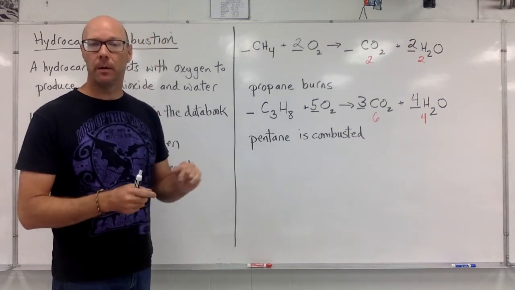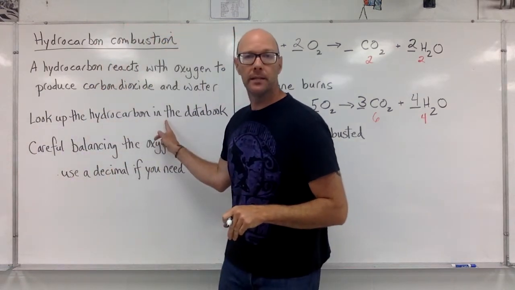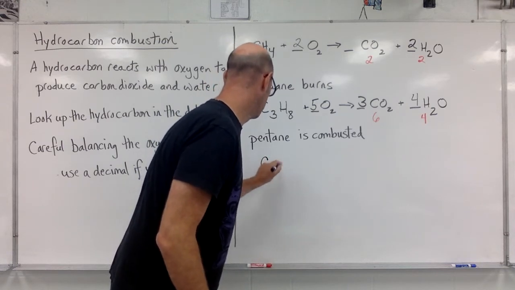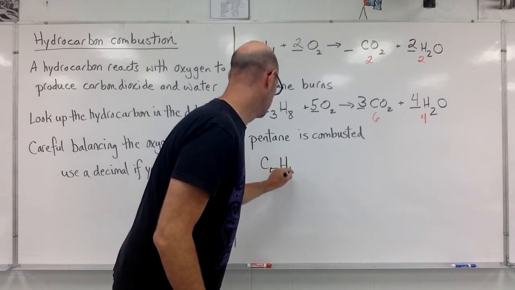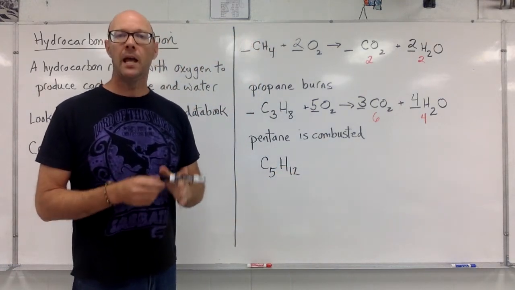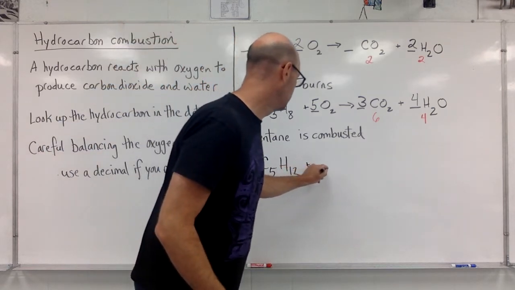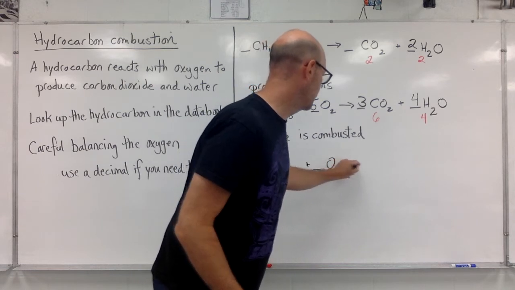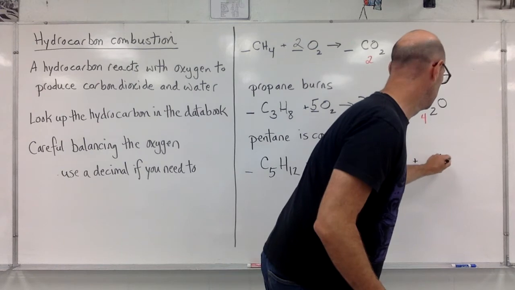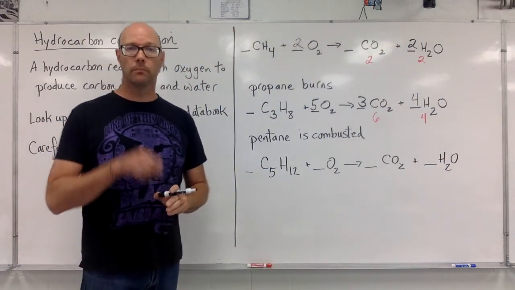Pentane is combusted. Pentane. What could pentane be? Look it up in the data booklet. Pentane is C5H12. It's combusted, it's on fire, it's a reaction with oxygen to produce CO2 and H2O.